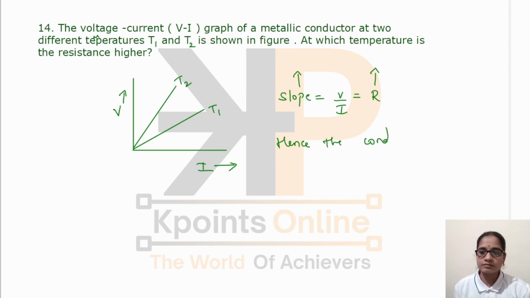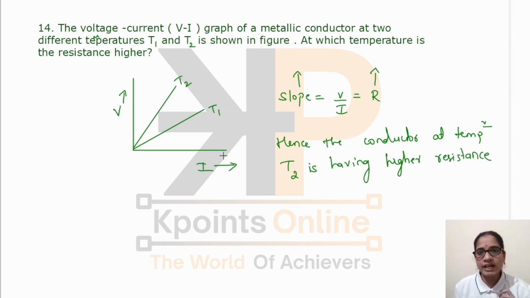Hence, the conductor at temperature T2 is having higher resistance. How did we find out this? By comparing the slope. Among these two, this one is having the higher slope. We know that more the slope, more will be the resistance for this graph. So as this is having the higher slope, the resistance of the conductor at this temperature T2 will be higher.